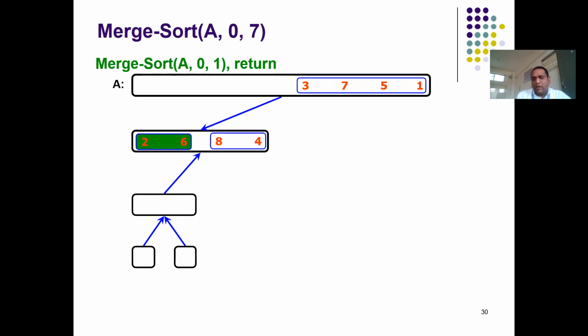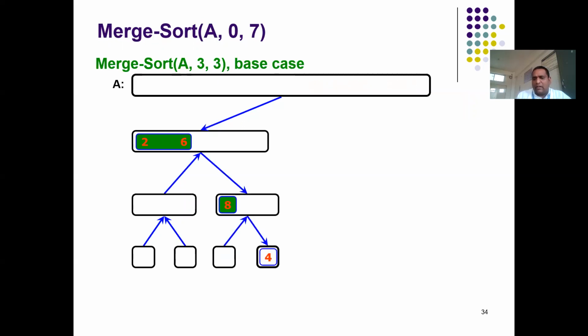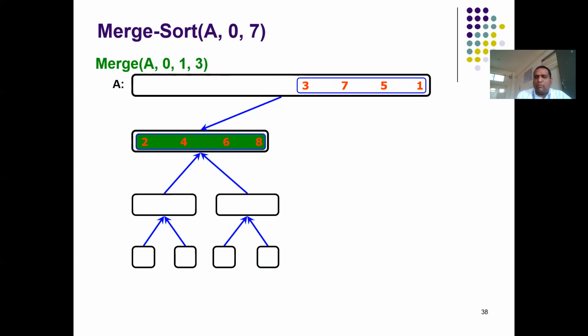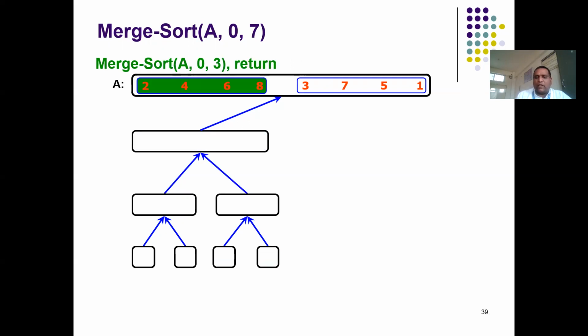Again calculate for 8 4. Then divide the list and merge sort is called. Again divide the list, 8 returns the value 8, and 4 returns the value 4. Then merge is called and returns the value 4 8. Here we also call merge, which merges 2 6 and 4 8 as we saw earlier. This returns a merged array, and this array is returned to here.